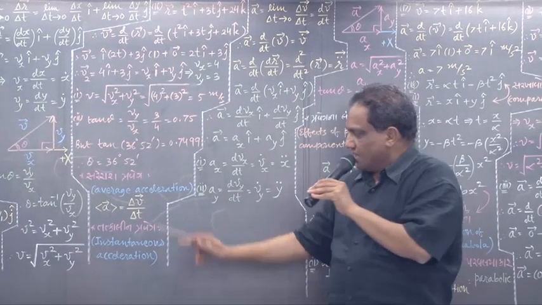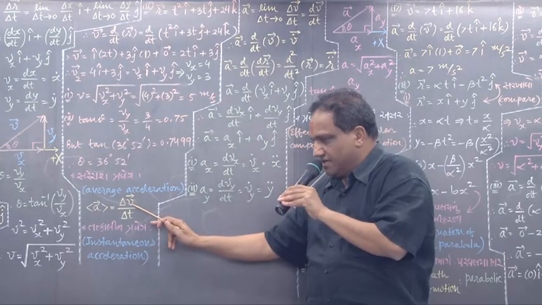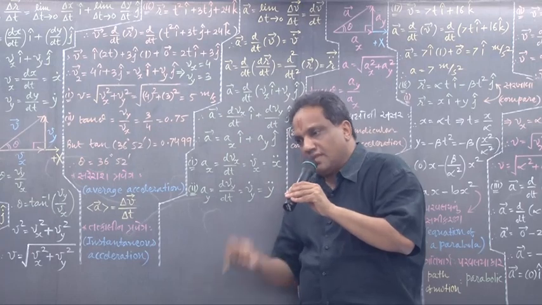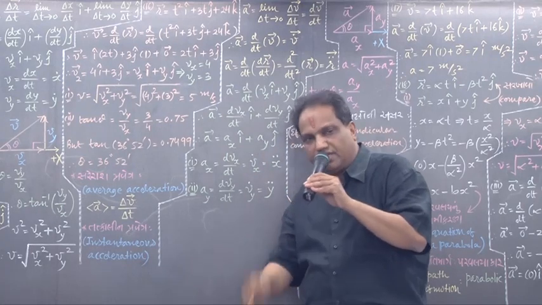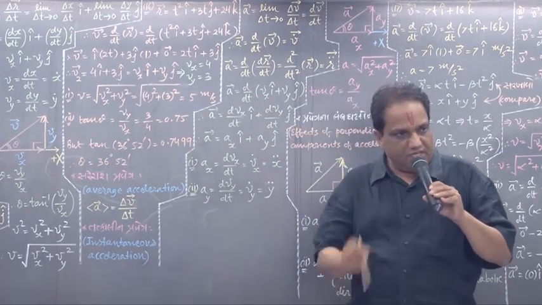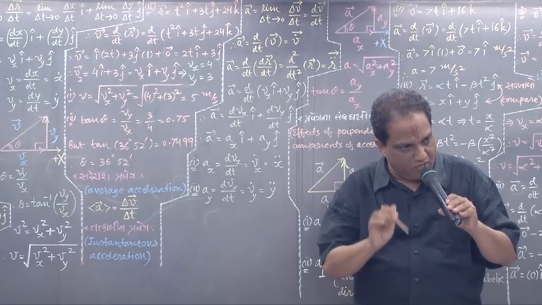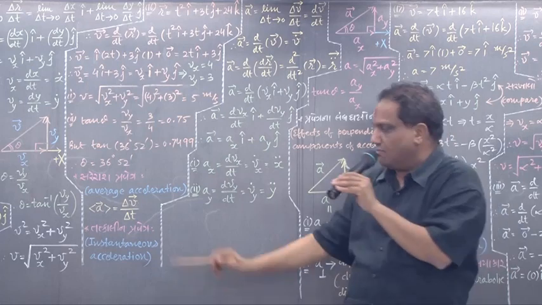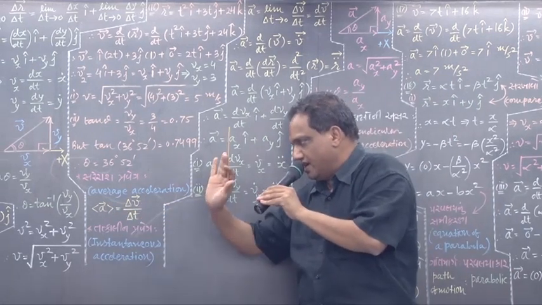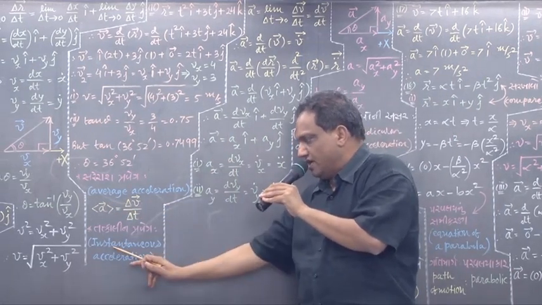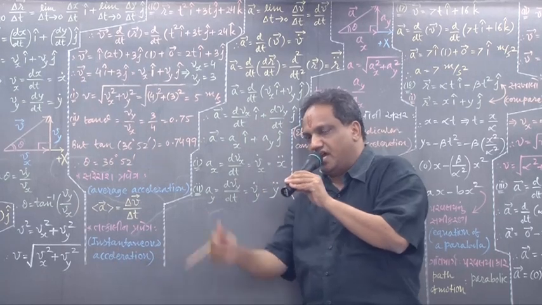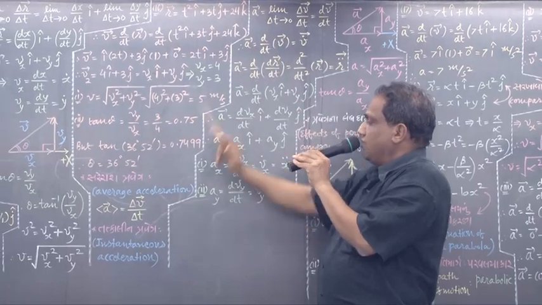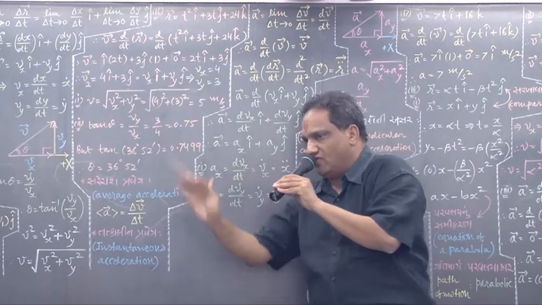Change in velocity per unit time is called average acceleration. Change in velocity of a given body per unit time is called average acceleration, shown by the symbol average of vector A. Now we go for instantaneous acceleration. Just show it by the symbol vector A. Remove the sign of average.